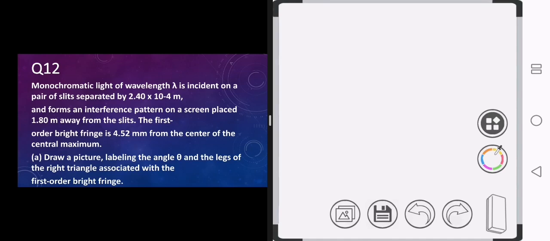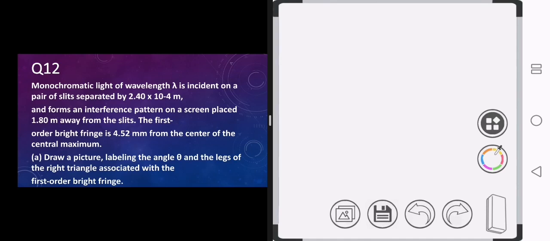Okay, so now we move to question 12. Monochromatic light of a given wavelength is incident on a pair of slits separated by 2.4 times 10 to the power of -4 meter and forms an interference pattern on a screen placed 1.8 meter away from the slits. The first order bright fringe is 4.52 millimeter from the center of the central maximum. Draw a picture labeling the angle and the legs of the right triangle associated with the first order bright fringe.